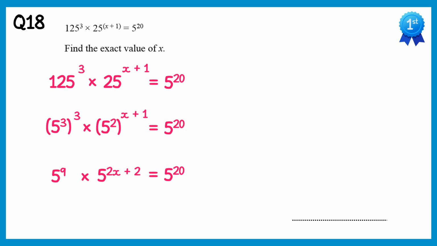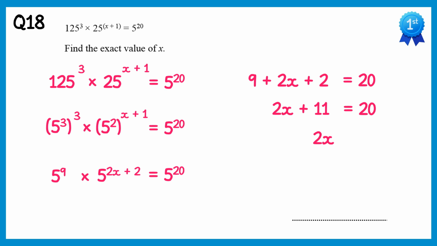We're now multiplying some numbers with the same base, which means we add the powers. So 9 plus 2x plus 2 must equal 20. We now have an equation to solve. On the left-hand side, you can collect the 9 and the 2, so we have 2x plus 11, which equals 20. Take away 11 from both sides and you get 2x equals 9, and then divide both sides by 2 and you'll get x equals 4.5.